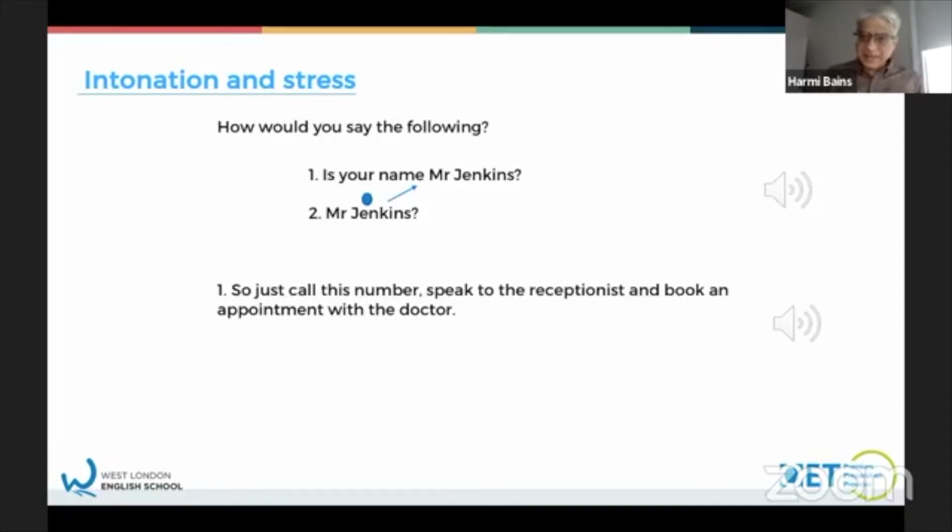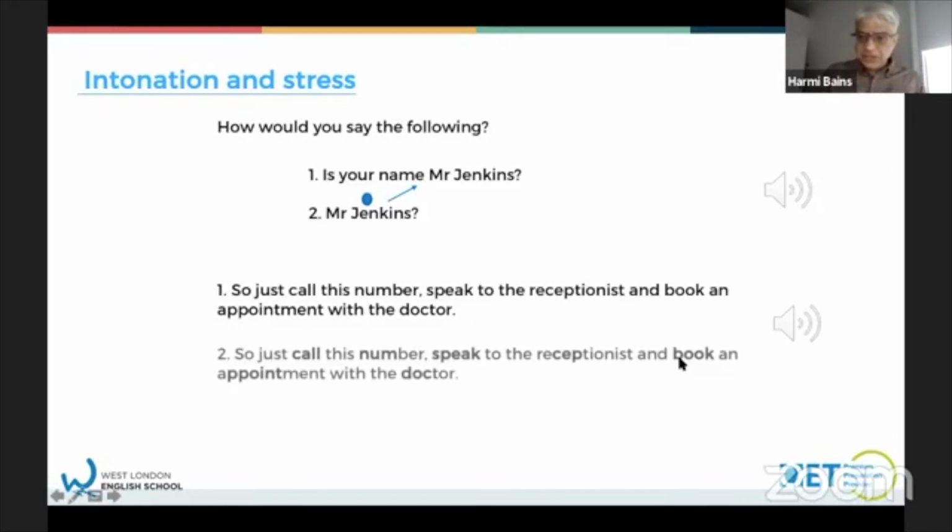What's happening in that sentence? Really, we're stressing certain words. I've highlighted the stressed words and syllables. And you can see here that really in English, generally speaking, we stress verbs and nouns and adjectives. We call them the content words. And again, my voice isn't totally flat, but it's almost like giving me rhythm. Just call this number, speak to the receptionist, and book an appointment.